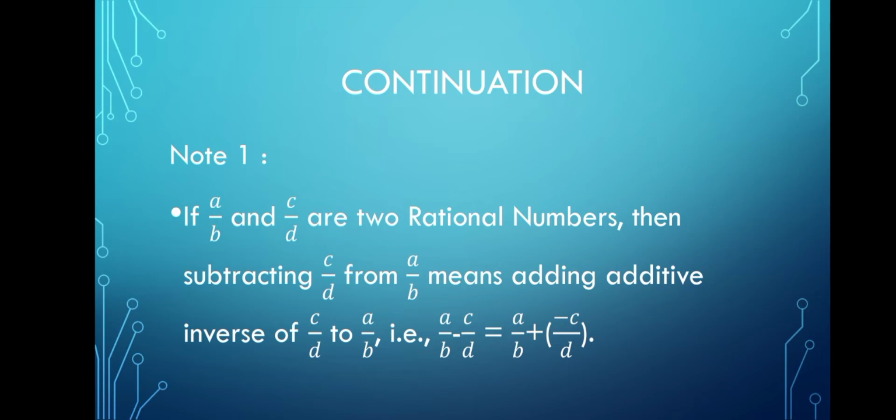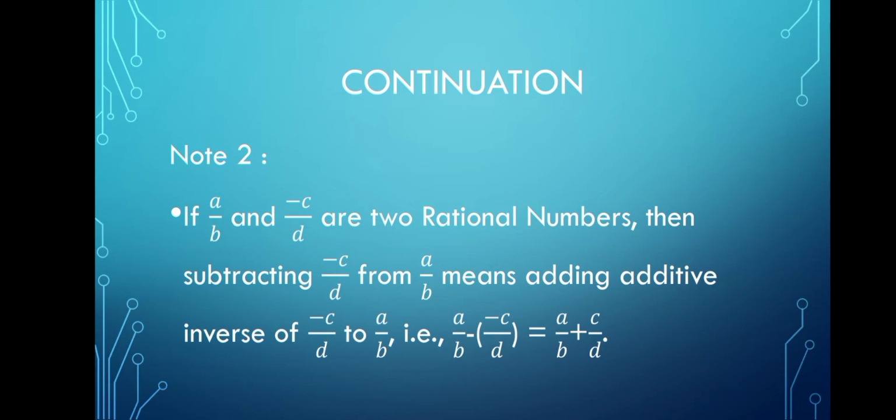I hope you all know what is additive inverse. If not, I will say, additive inverse is just changing the sign of the number. For example, if the rational number is 5 by 9, its additive inverse is minus 5 by 9. And if the rational number is minus 6 by 8, the additive inverse of this is 6 by 8. It's just changing the sign.